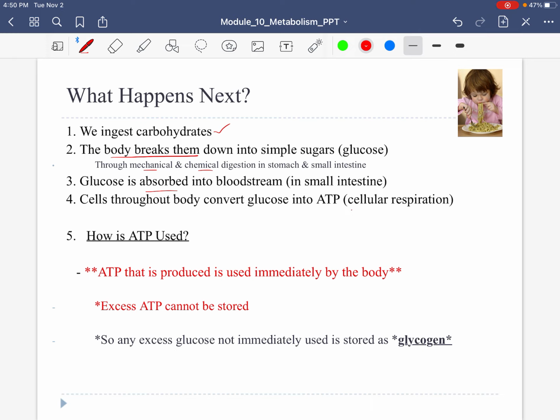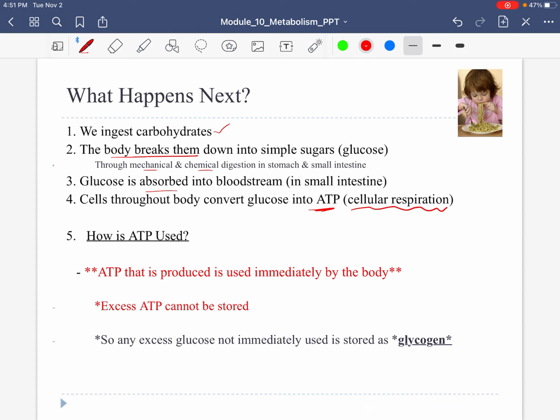We break down the carbs, we absorb them, and then they go to the liver and then the cells where they are formed into ATP. Of course, some of that glucose is stored for later, but some of it does go to our cells to immediately be converted into ATP.